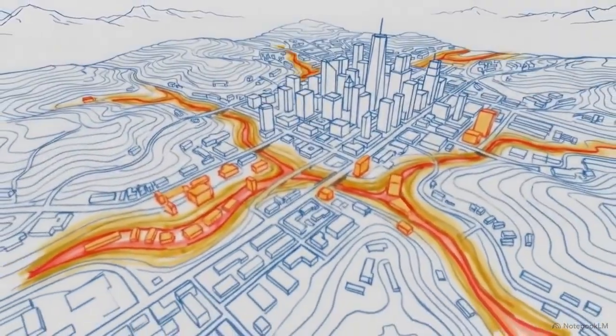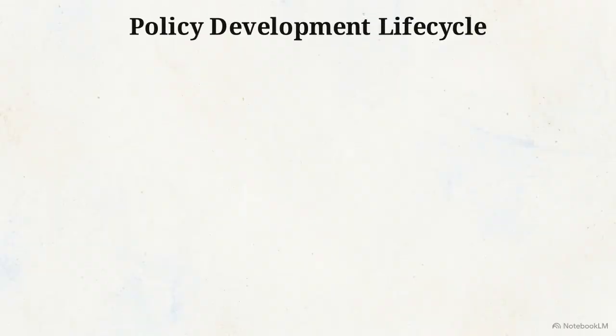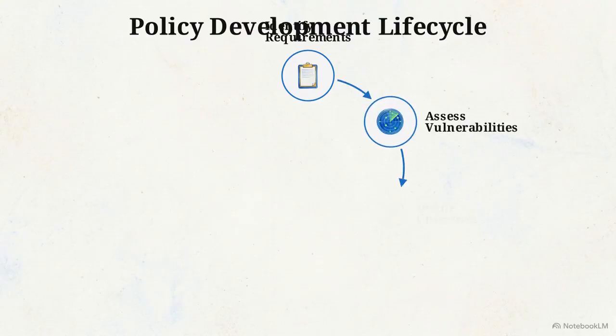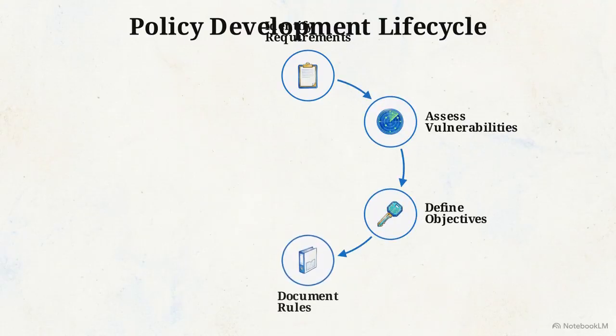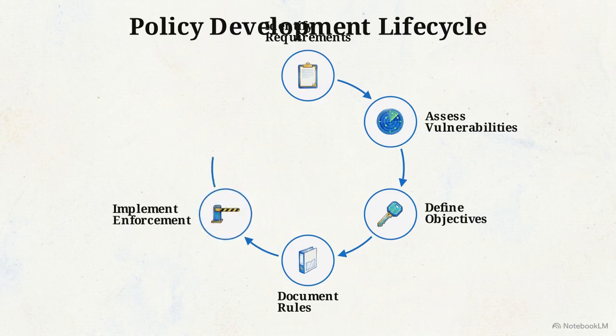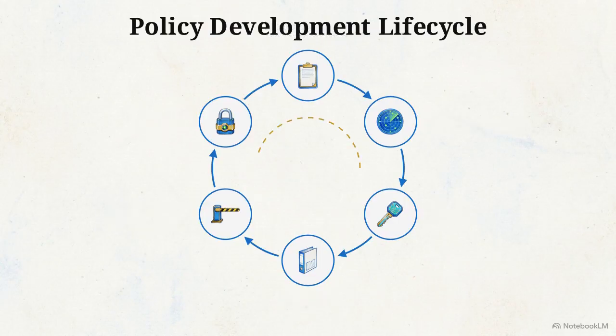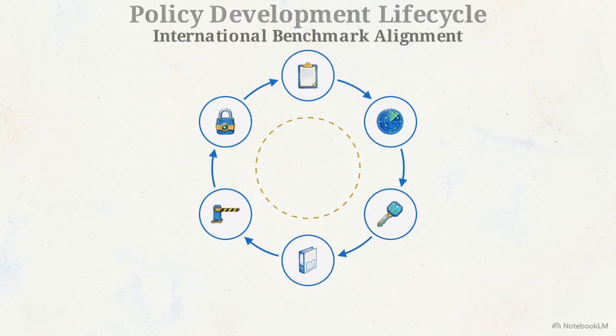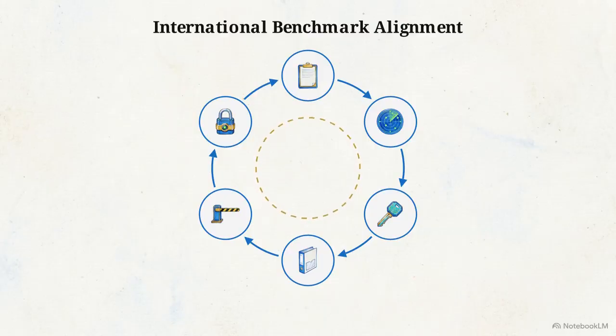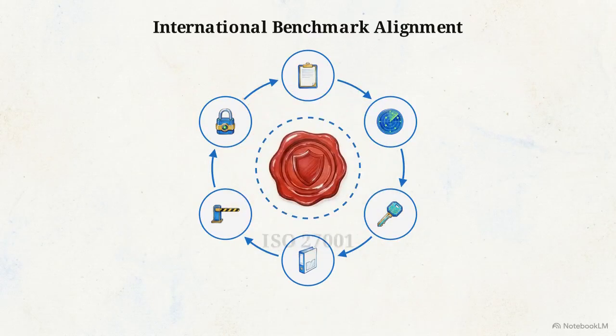Methodical. The operation follows a precise sequence. Identify the requirements. Assess the vulnerabilities. Define the security objectives. Document the roles. Implement the enforcement. And crucially, schedule regular reviews to update the mandates as threats evolve. To guarantee rigor, these internal documents must align with established international benchmarks, most notably the ISO 27001 standards for information security management.